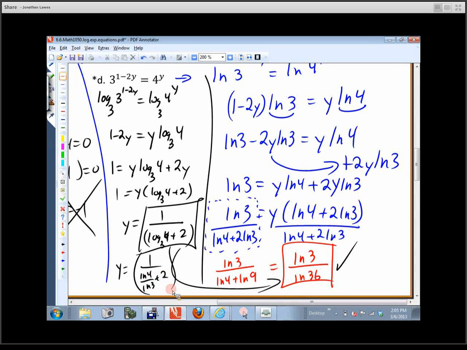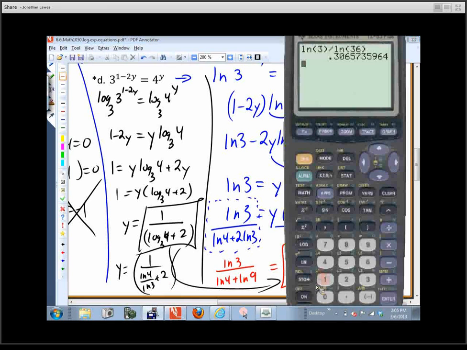So let's see what we get here. This would be 1 divided by, all of that's going to be in parentheses. So I'm going to start a set of parentheses here, and I'm going to say I need ln 4 divided by the ln of 3, and then I need to add 2 to that, right?